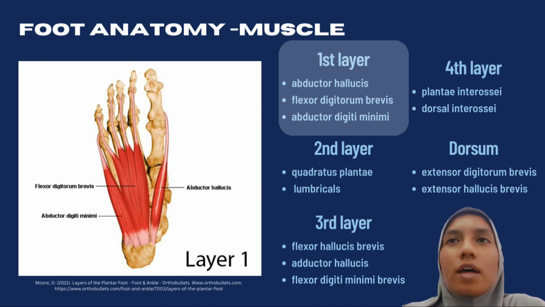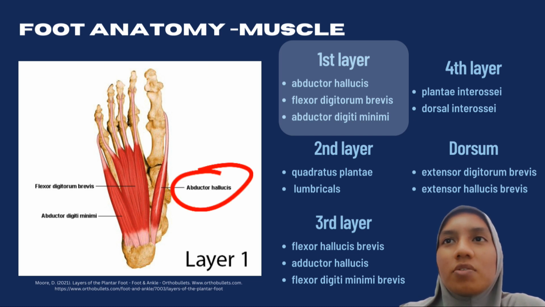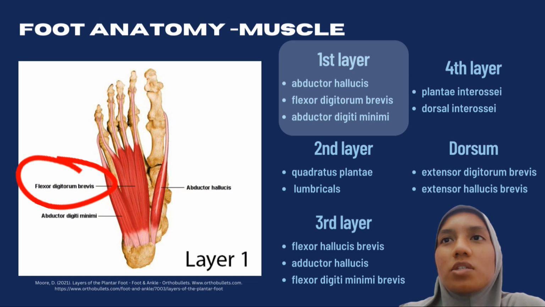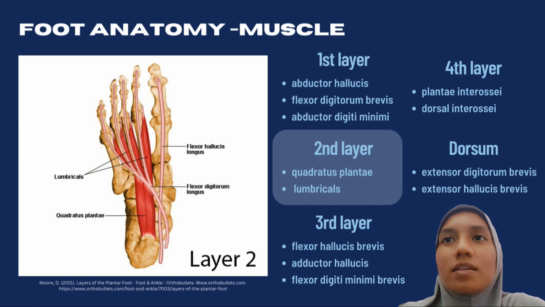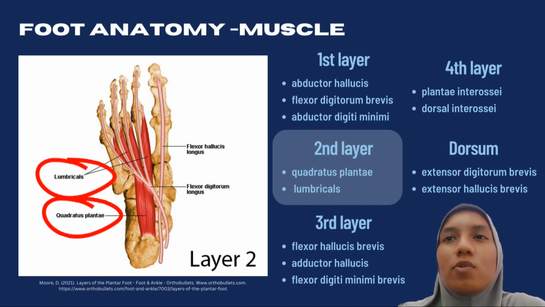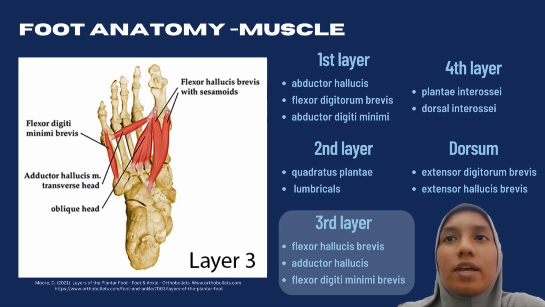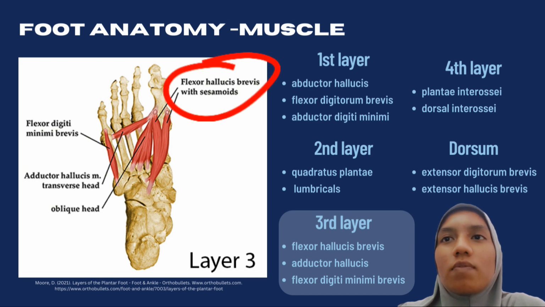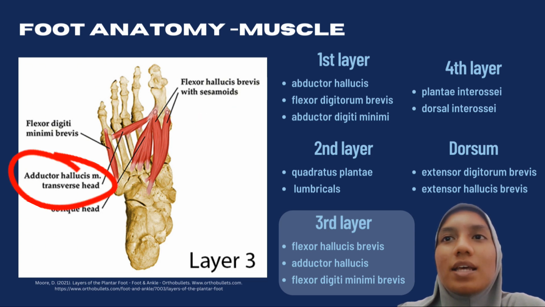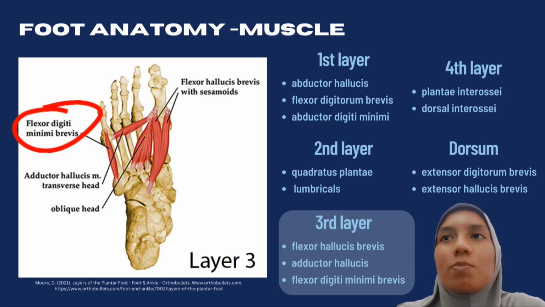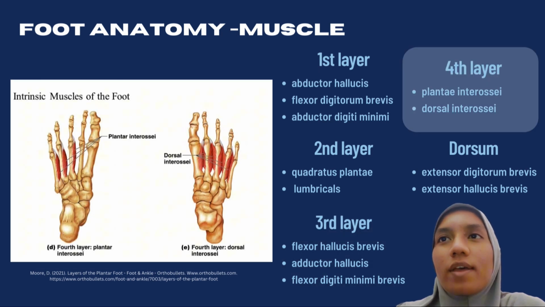Moving on to the anatomy of the muscle. The sole consists of 4 layers. The first layer has the abductor hallucis, the flexor digitorum brevis, and the abductor digiti minimi. The second layer consists of quadratus plantae and lumbricals. The third layer consists of flexor hallucis brevis, the adductor hallucis, and flexor digiti minimi brevis. And lastly, the fourth layer of the sole is plantar interossei and dorsal interossei.